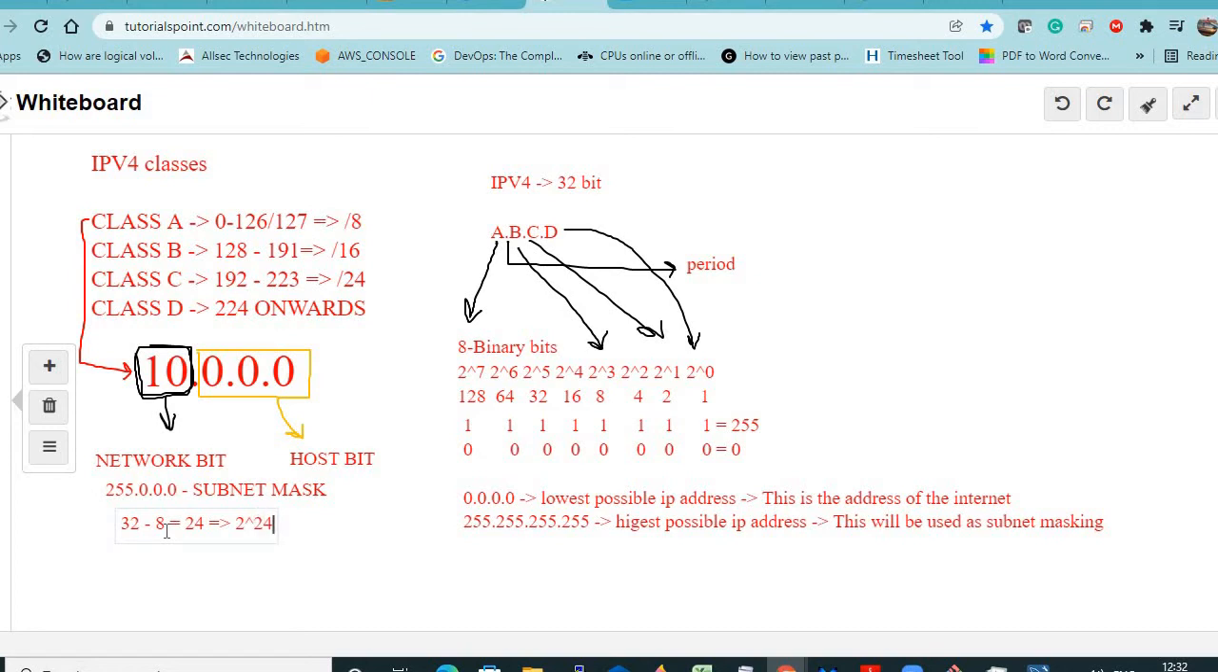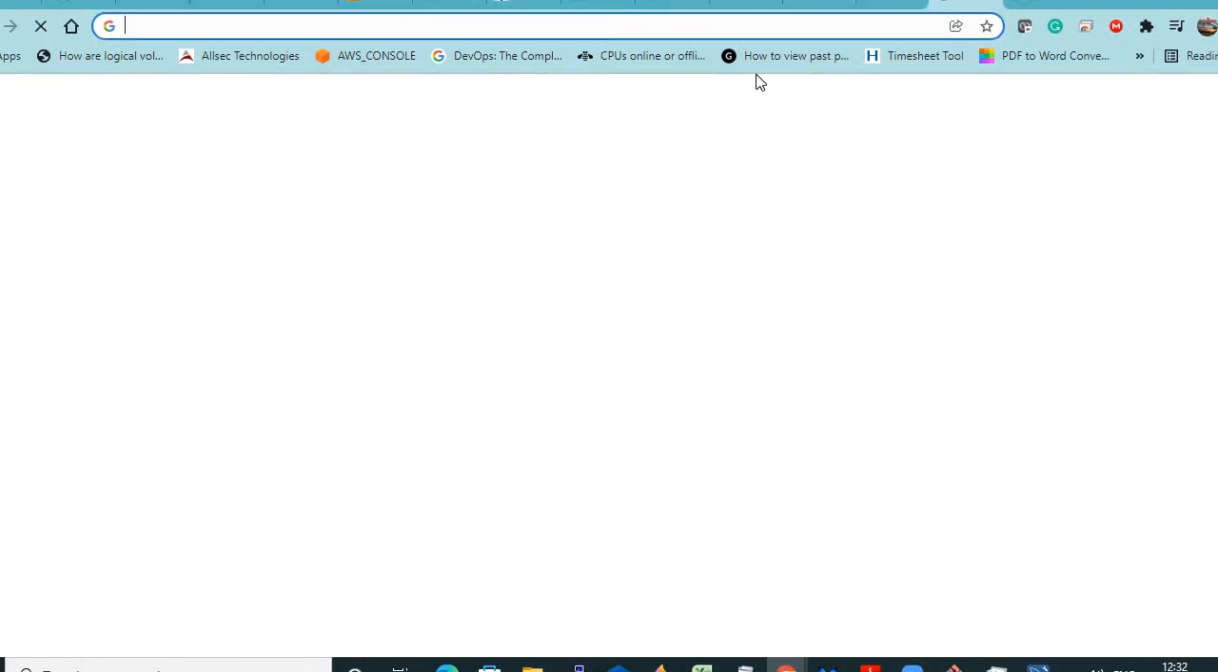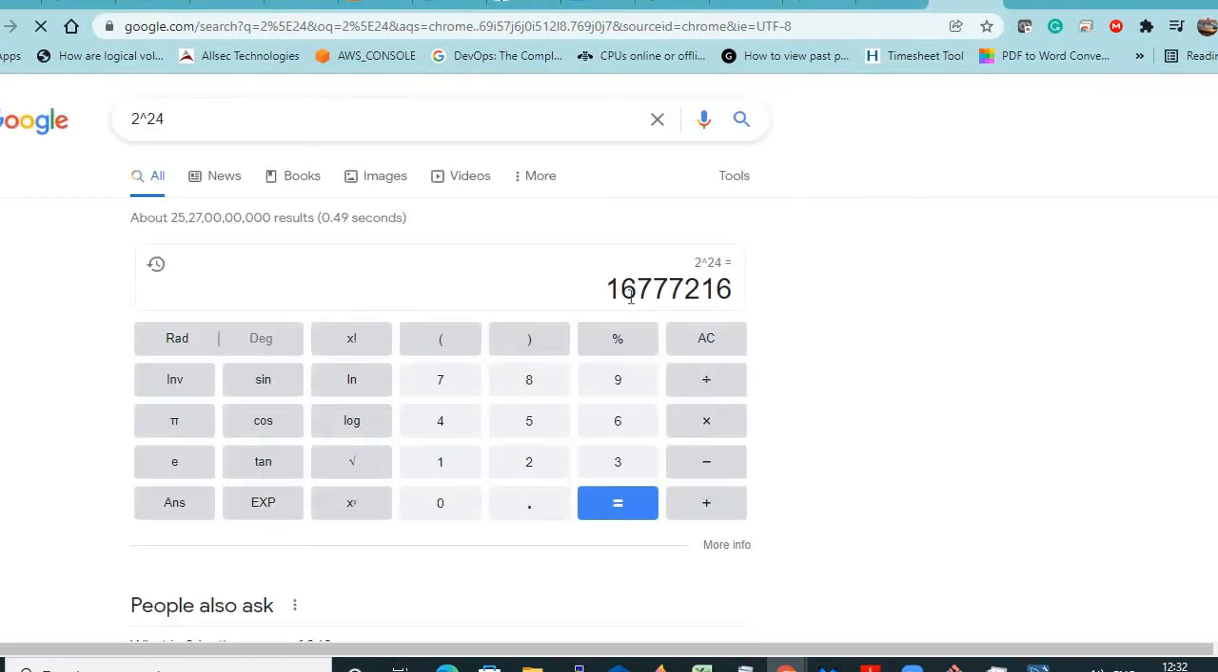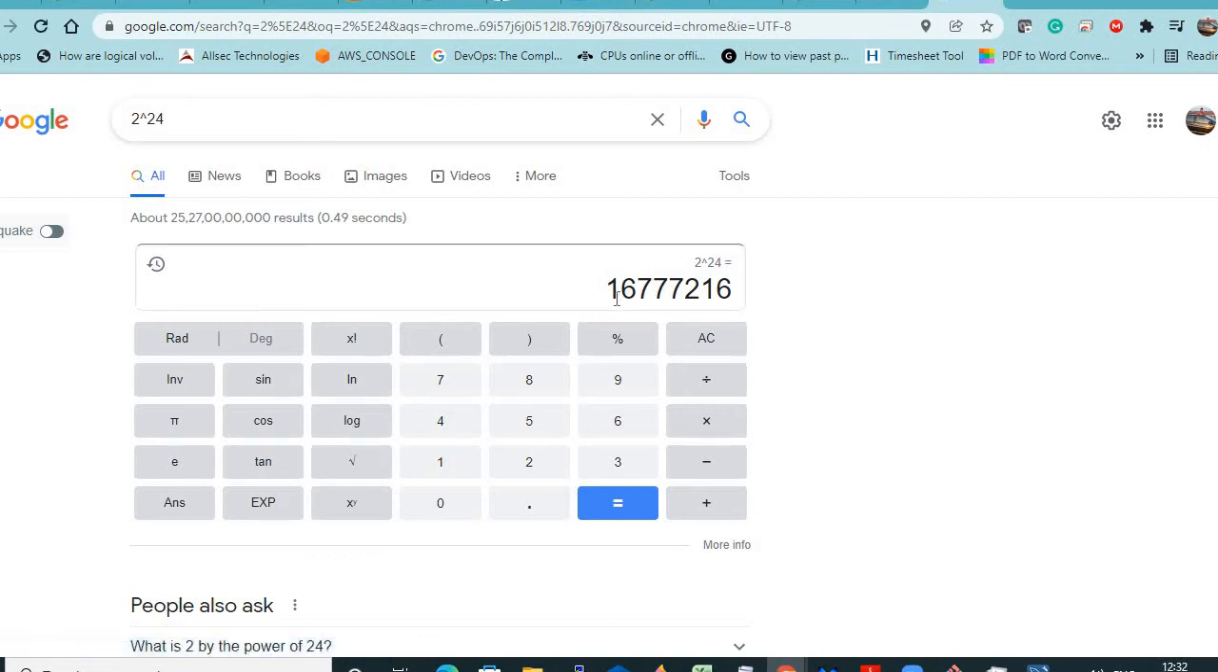So how much will we get? What is 2 power 24? Can anyone tell me? 2 power 24 is 16,777,216. That is 1 crore 67 lakh 77,216 IP addresses. So you can have 1 crore hosts in a network.